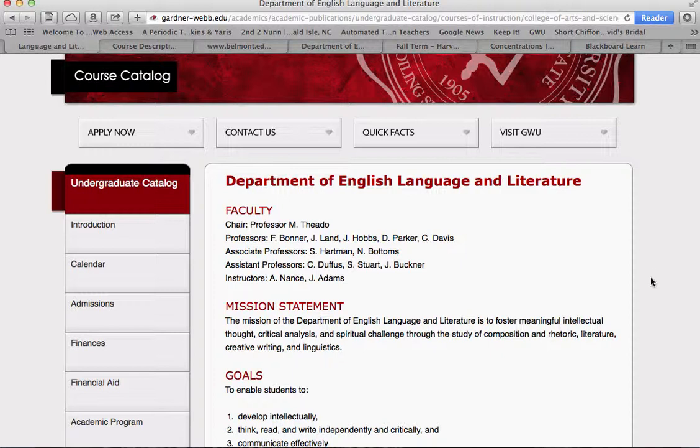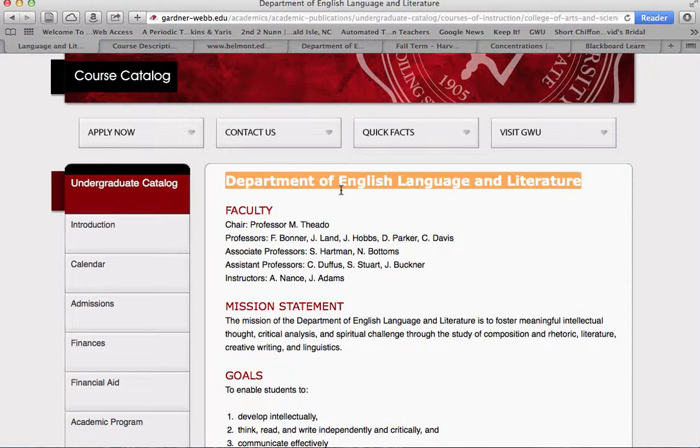So looking at Gardner-Webb's department page in the undergraduate catalog, it's important just to see how it's worded, how we title ourselves, and that was discussed in the reading. Department of English Language and Literature. So English language and literature has certain implications, and it's a positioning.